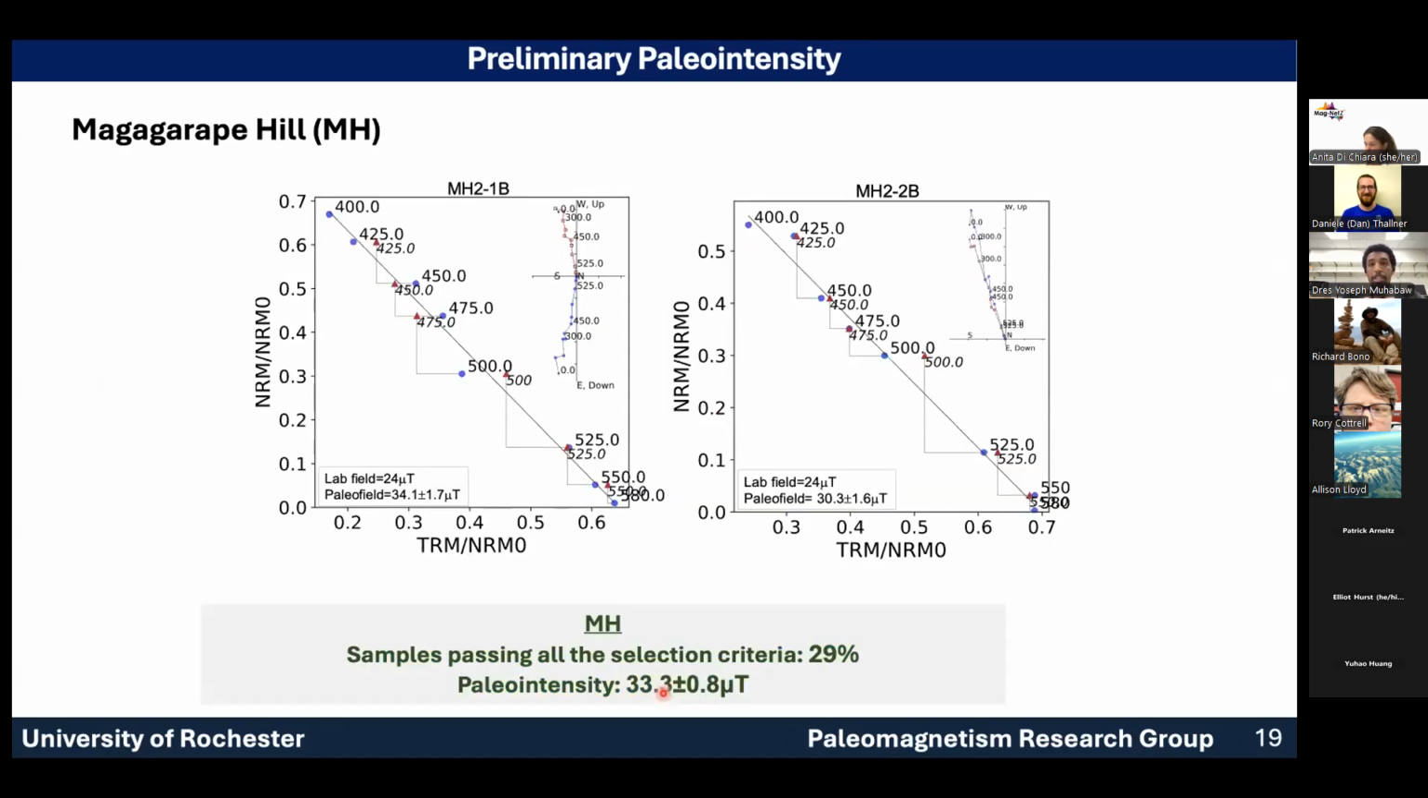This is another preliminary paleomagnetic intensity dataset for another site, which is Magagarape Hills. The same approach, the same technique. We found 34.1 plus or minus 1.7 microtesla here, and 30.3 plus or minus 1.6 microtesla here. So kind of constant values in this time period. But here the success rate is down to 29%, and the average paleomagnetic intensity result is 33.3 plus or minus 0.8 microtesla.